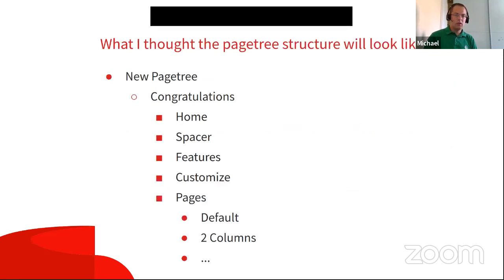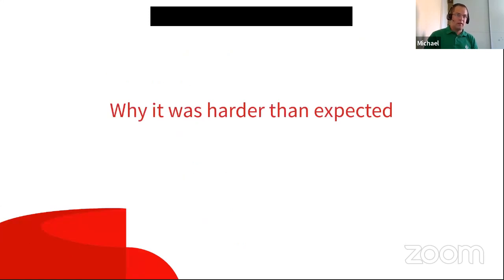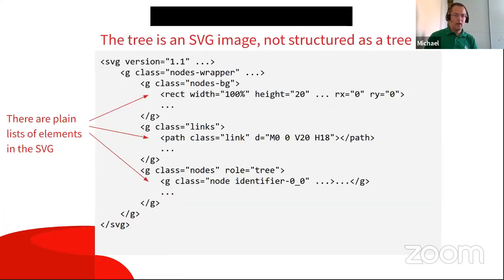So what I thought the page tree structure would look like was a nested list where you have the page tree root node, then you have the first child node, congratulations in this example, and then you have more child nodes, like an unordered list with nodes and child nodes. Well, it got harder than expected because that is not the structure in the SVG. In the SVG, it is not structured as a tree.